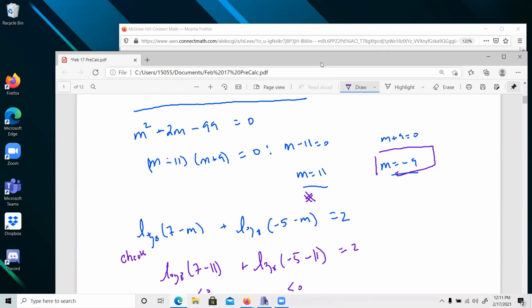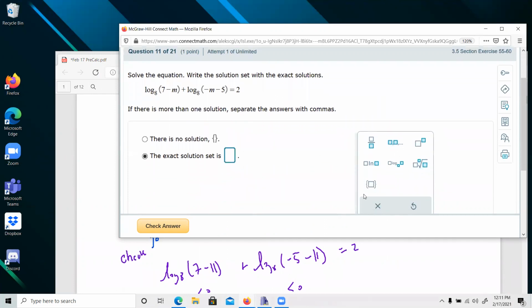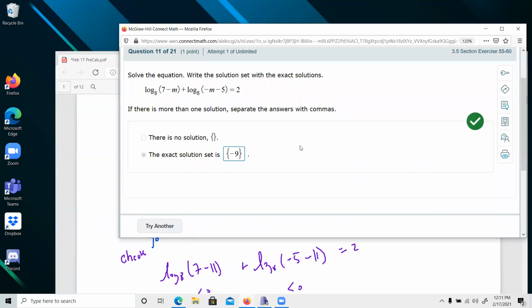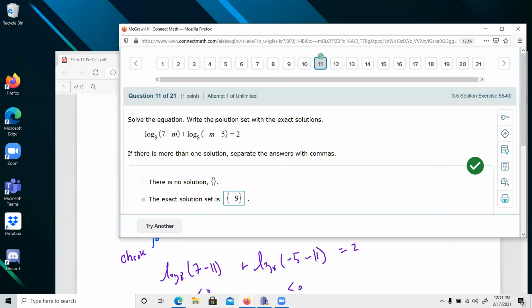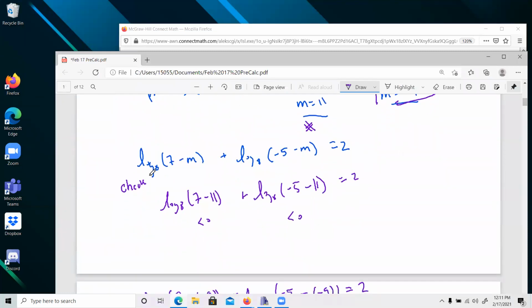Okay, so we go back. We'll say there's an exact solution. What did we do with this one? Negative 9. All right, so there we go. And so I kind of like that problem. It's crafty. It makes you check, great, but it actually goes one step further, and it makes the obvious choice, the positive number, the wrong answer. So that's a good question.